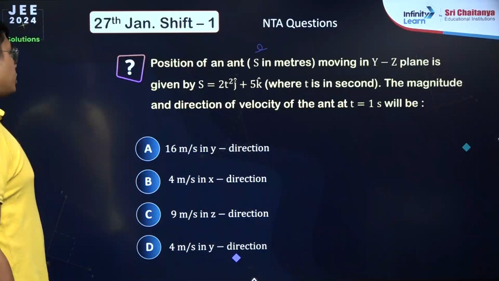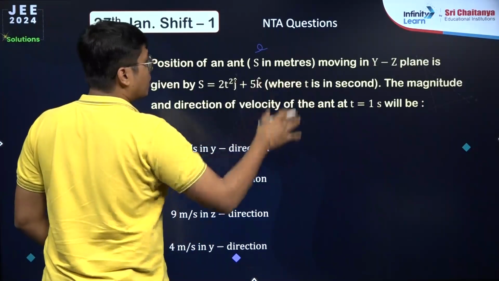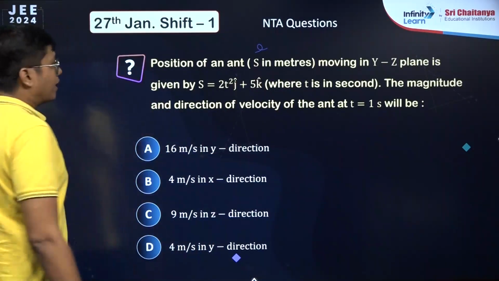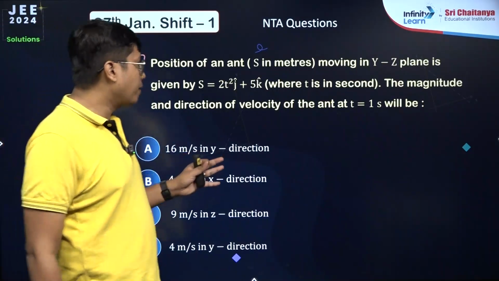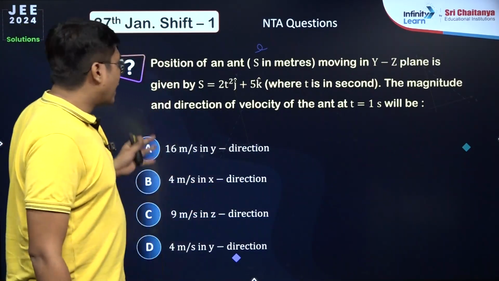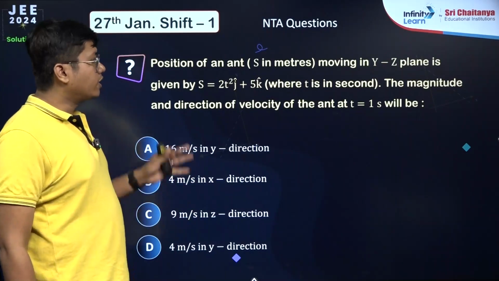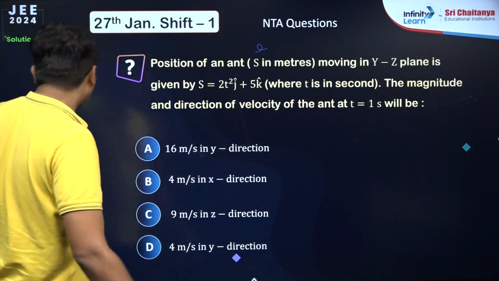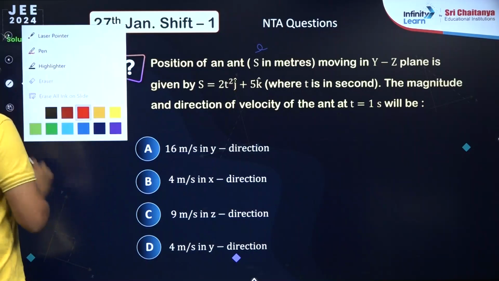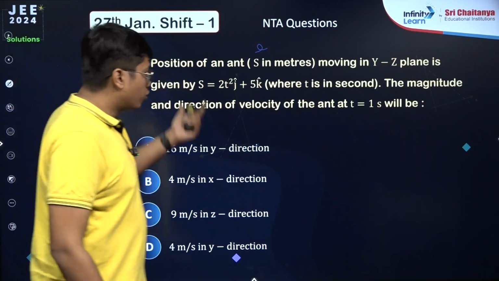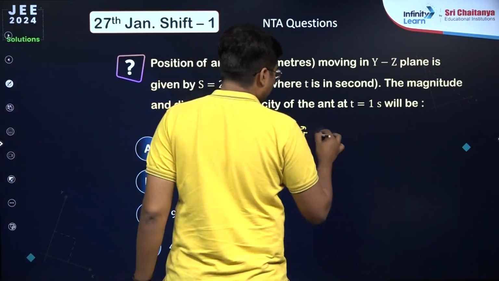First one is given, position of an ant, S in meters, moves in the YZ plane given by S is equal to 2t square j cap plus 5k cap. The magnitude and direction of the velocity at t equal to 1 second is how much? So this is a displacement equation. We need to find the velocity. So we just differentiate this.